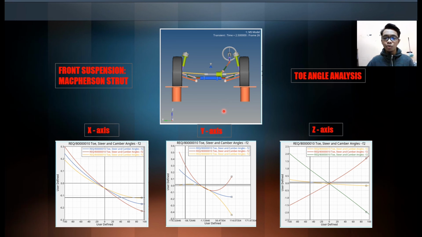We apply these parameters on all of the axes, which are the x axis, y axis, and also z axis. Below are the graphs for this analysis, where we have done the toe angle analysis.